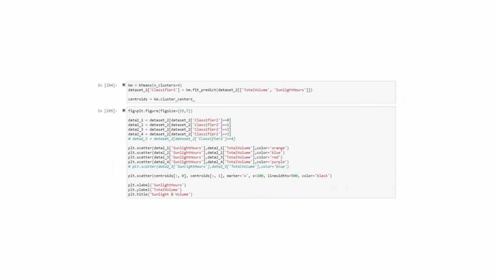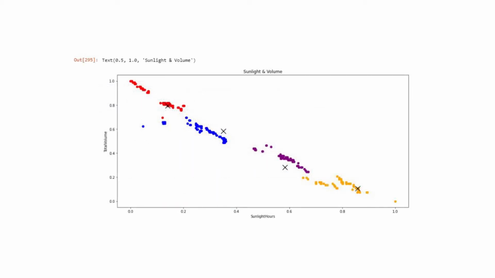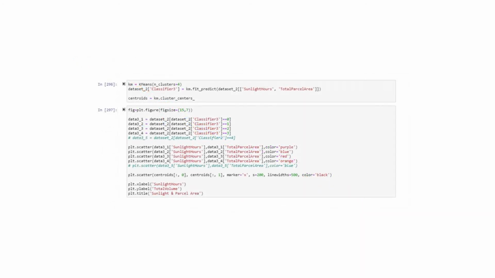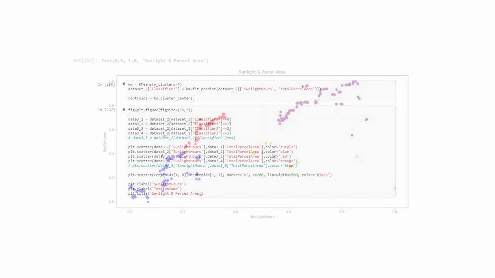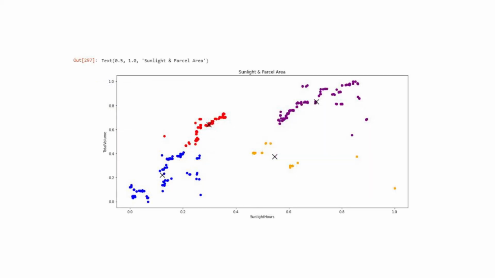Far more interesting is the volume and sunlight hours graph that was generated in the same way. This distinct downward trend shows that as volume decreases, sunlight hours increases, which is to be expected as a taller or wider building will cast a larger shadow than a small one. Finally, the sunlight hours parcel area graph shows the opposite, an upwards trend as parcel area increases, the sunlight exposure does as well. Once again, we see the building height input at work.